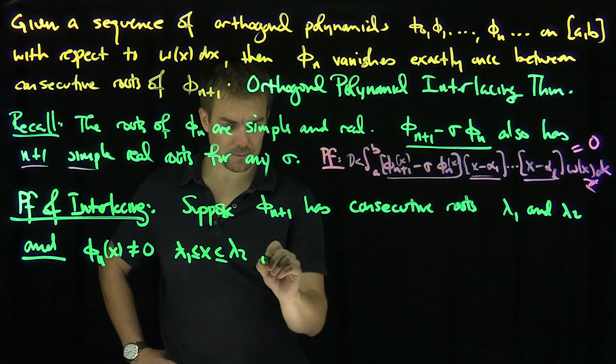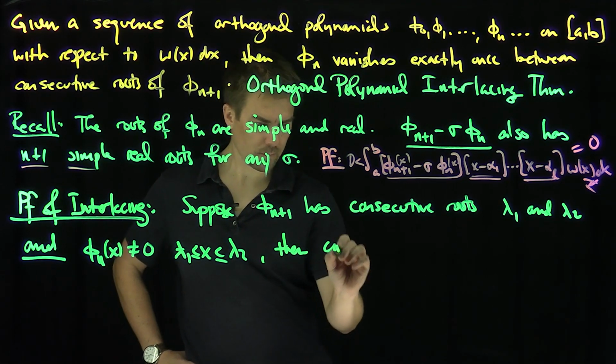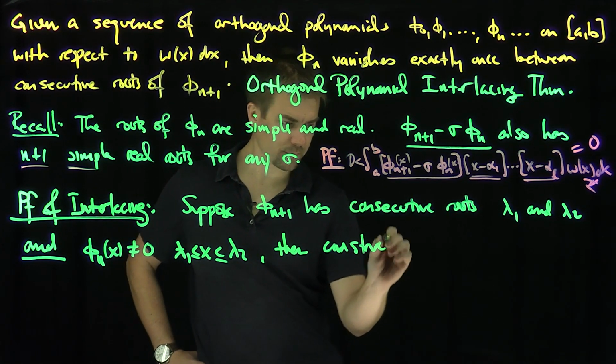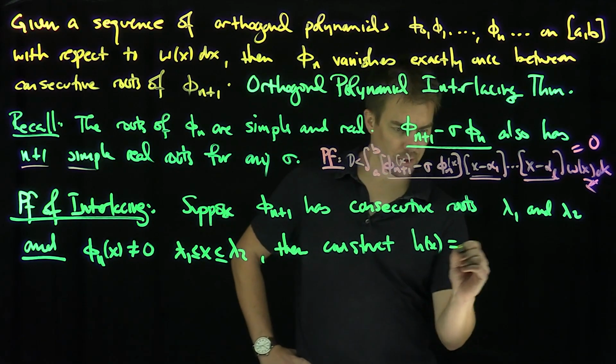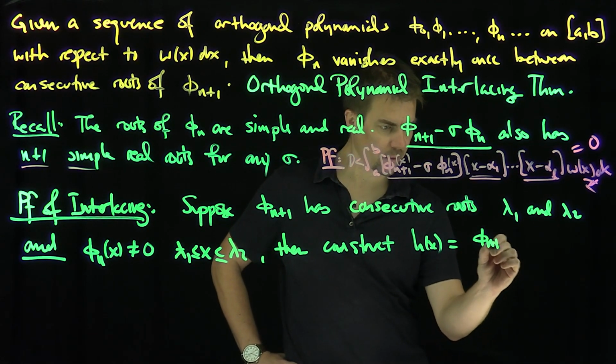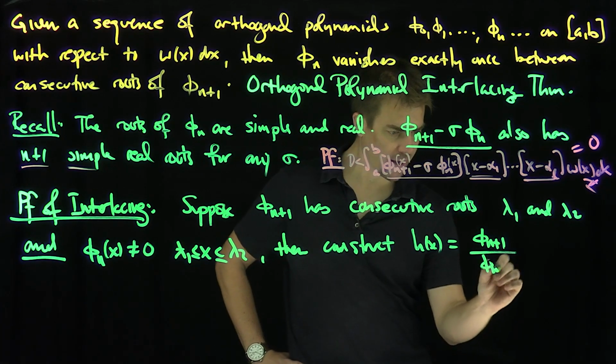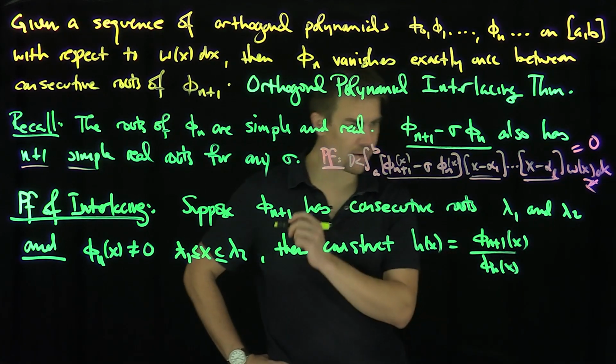Then construct a new function, construct h of x, which is going to be phi n plus 1 over phi n of x, right?